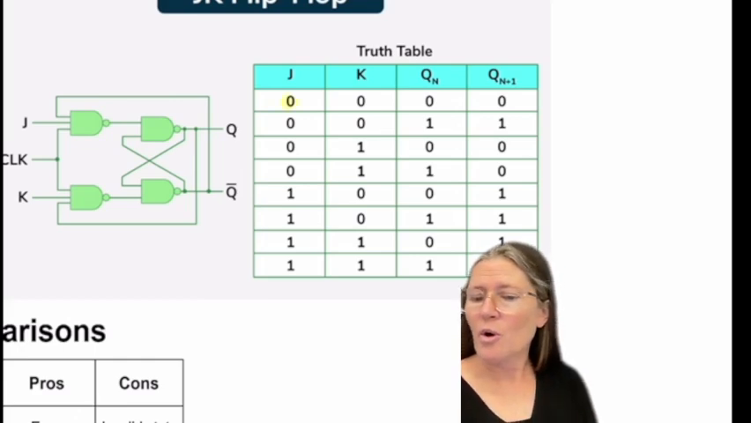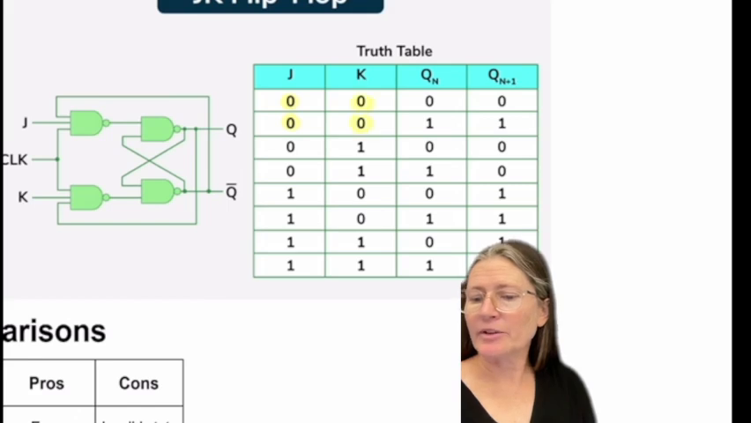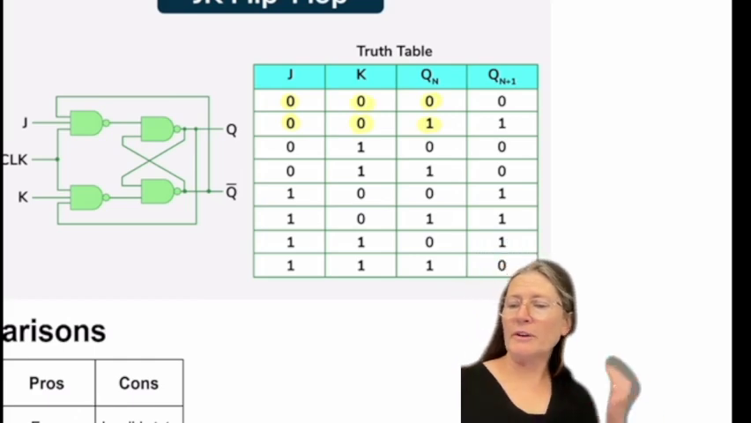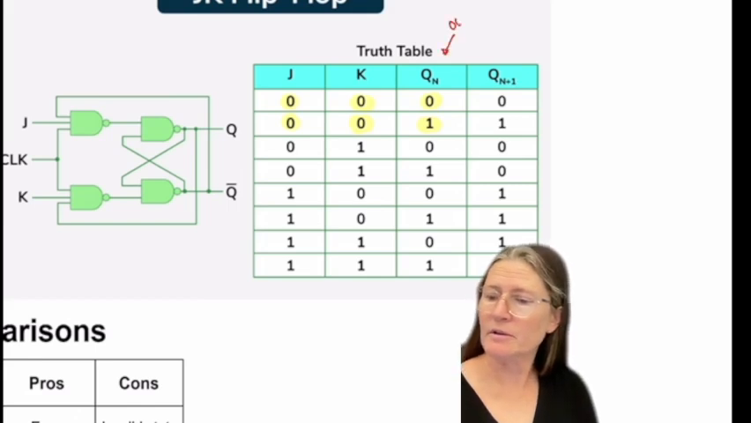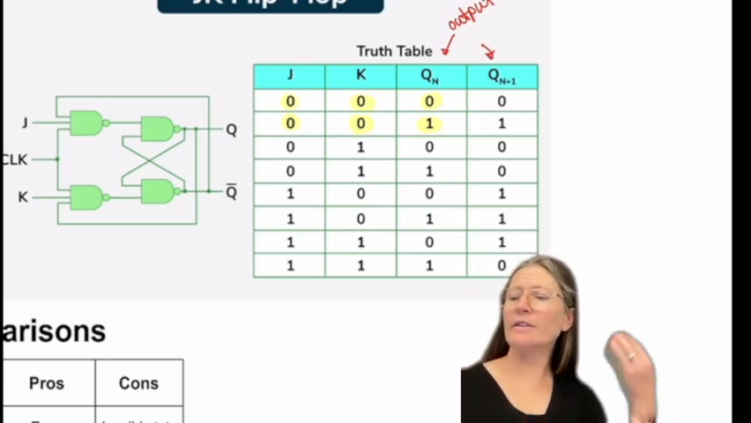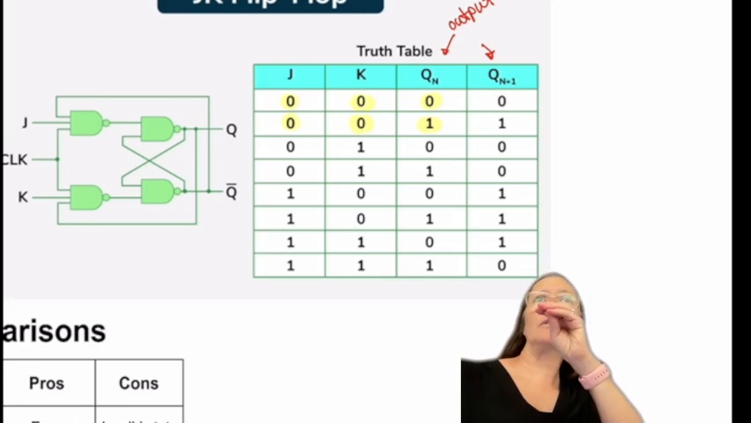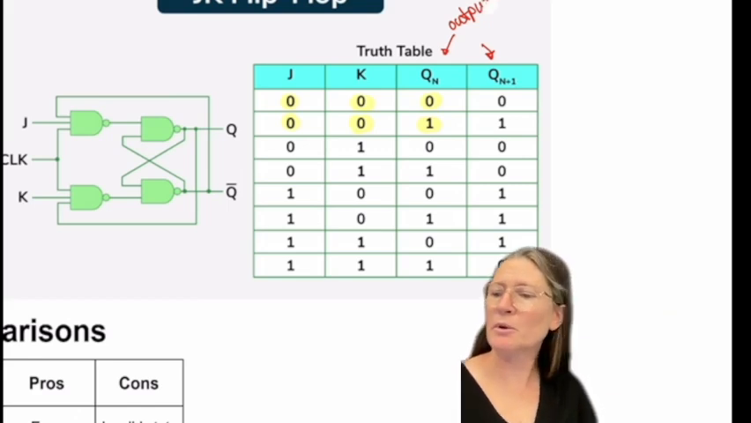So when J is basically 0, well, when these are the same, 0, 0, your Q will basically, your output, so this is more your output, and then this is the next output. So it does determine based on what your previous output was, what the next output was. So maybe I'll call this an input.